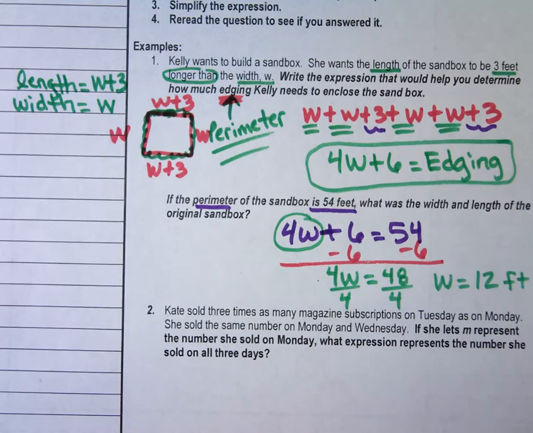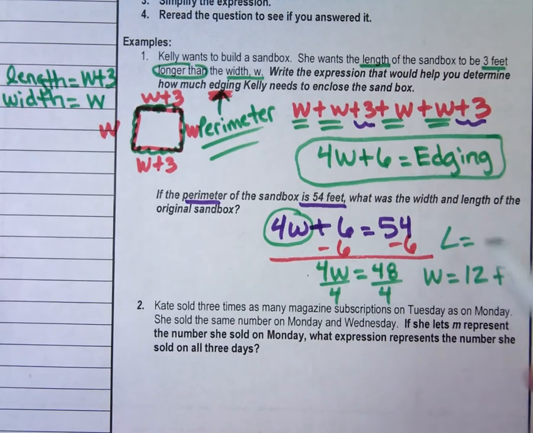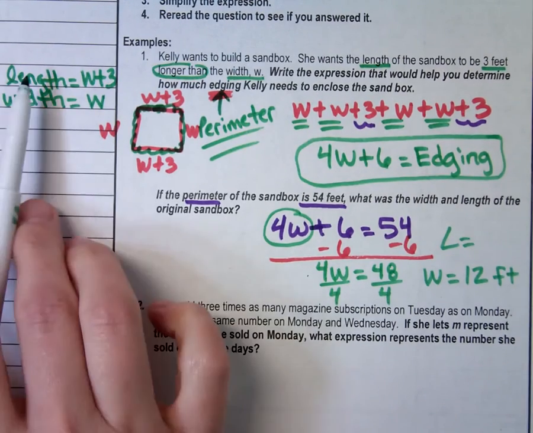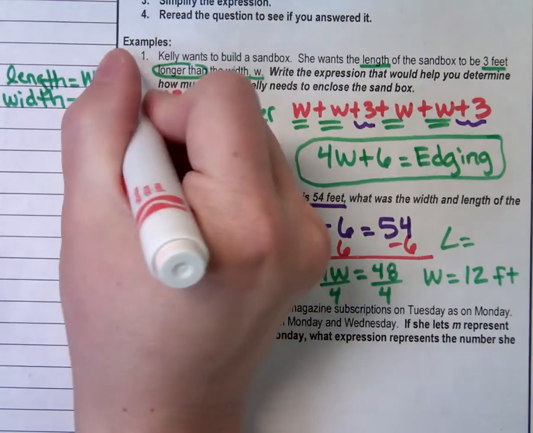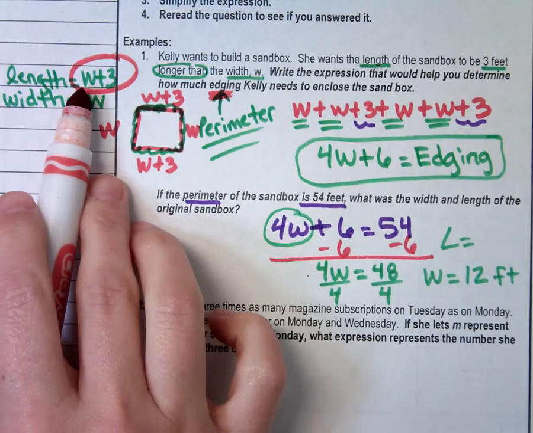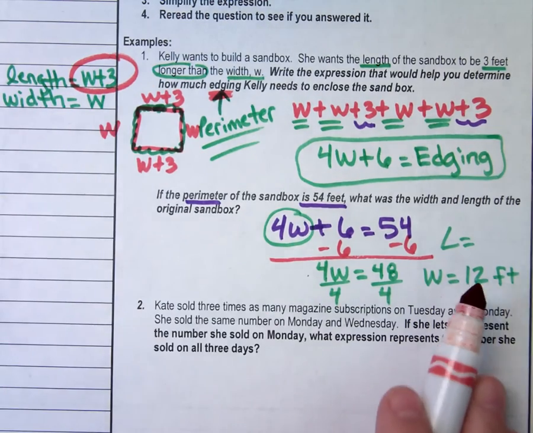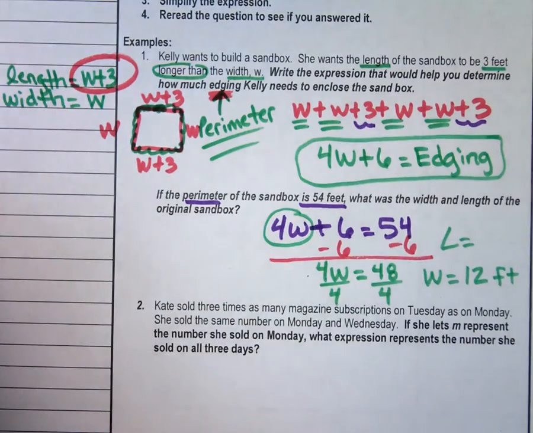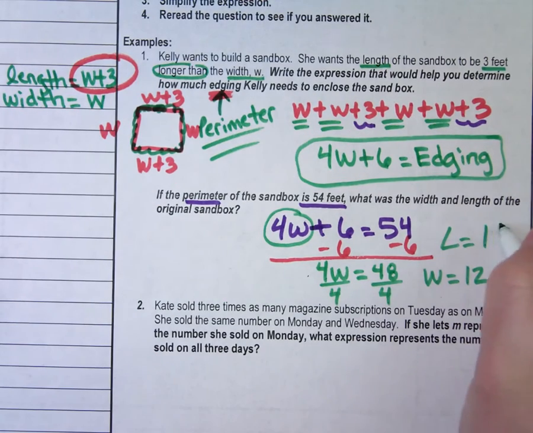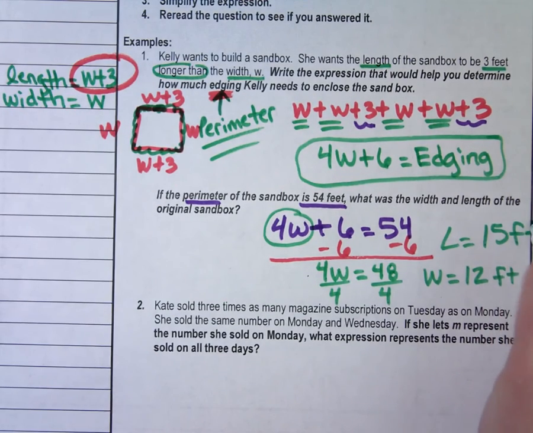And then length, if I look back up here to length, the length right here said that it is W plus 3. So you take your W answer and add 3 to it. So what's 12 plus 3? 15. So my length is 15 feet. And there's the answer to my problem.